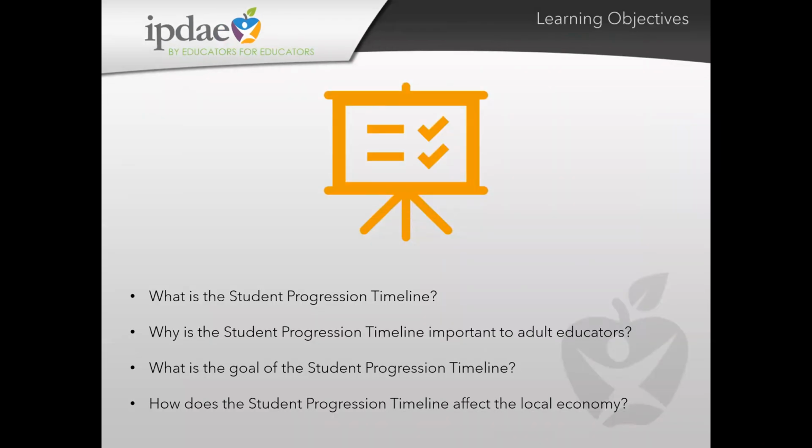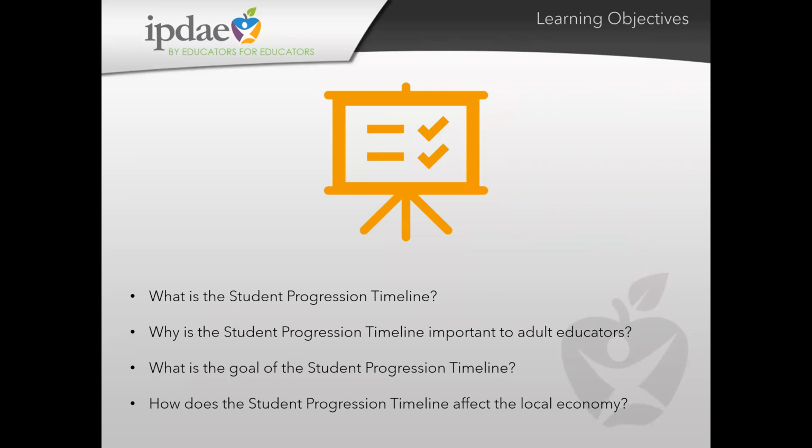So today we're going to answer 4 questions and explore various components and stages of the student progression timeline. The first of these is, what is the student progression timeline? We're going to explore the timeline and its role in student progression from basic skills acquisition to job placement. We're going to learn the various stages of the timeline and how educators are involved in each of these stages. We're going to learn how they collaborate to provide students with the support that they need to succeed.